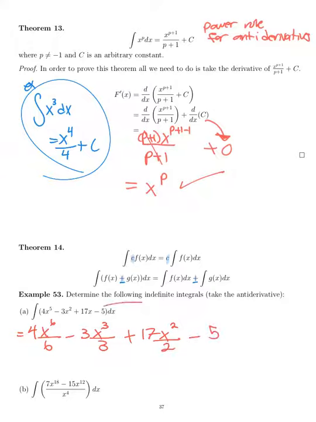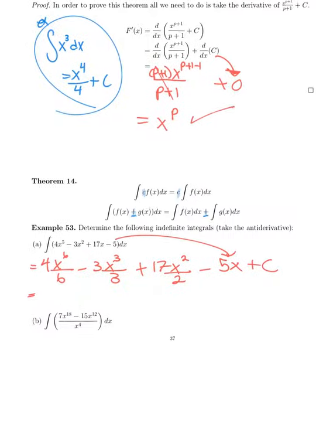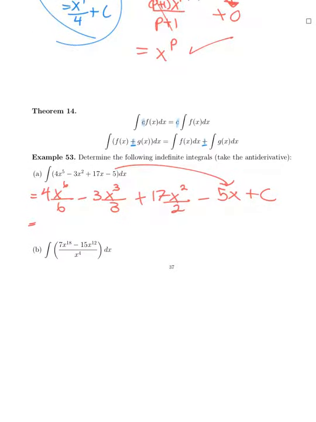Now, the antiderivative of 5 is just 5x, and that's pretty simple. That's just because the derivative of 5x is 5. That's sort of all there is to that. Okay, let me move up here a little bit. All right, and then, of course, simplify.